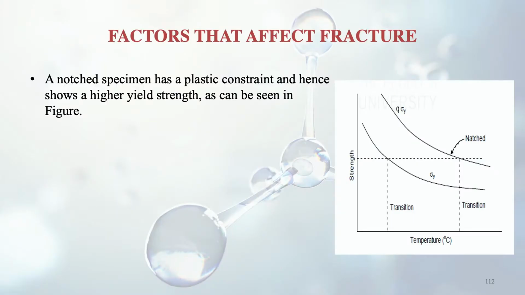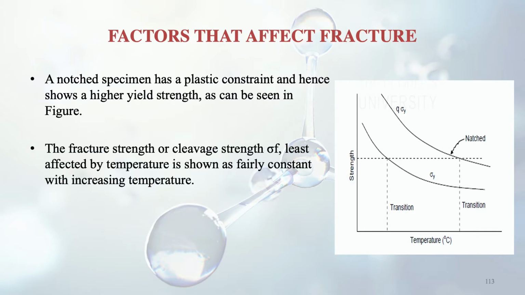So above the transition temperature, what happens? The flow stress is reached first, so fracture will not take place. But below the transition temperature, the fracture stress is reached first, so fracture will take place and there will be no plastic effect. It will be more clear from the figure given here. A notched specimen has a plastic constraint and hence shows a higher yield strength, as can be seen in the figure. If you see the strength versus temperature curve, there are two curves, and the upper one is the notched one. The notched one has a higher yield strength, that's why it is at the upper portion.